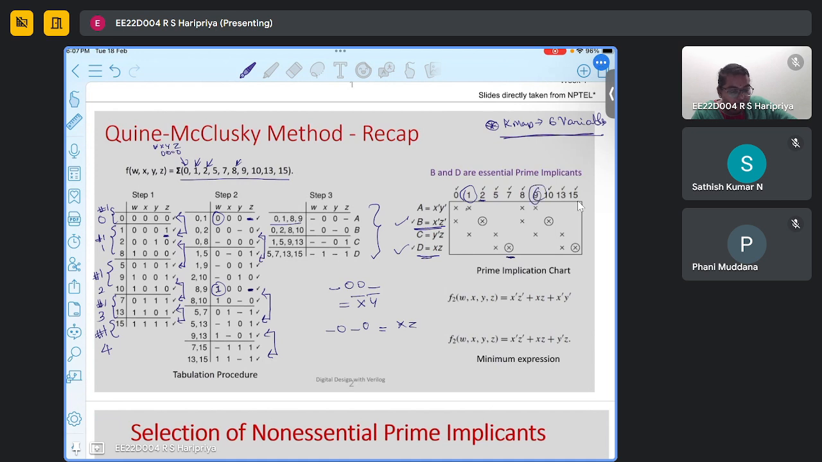1 is covered by E and 9 is also covered by E. The other minterms are already covered, and 1 is also covered by C. So the final minimized expression will be the essential prime implicants we have to keep, B plus D, plus either E or C. So we have two possible expressions.